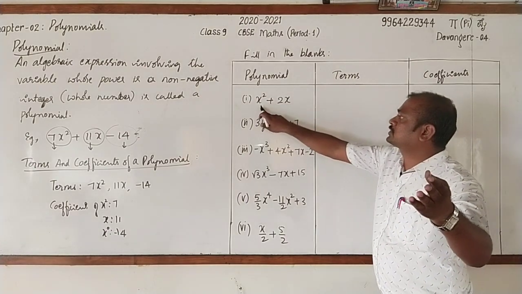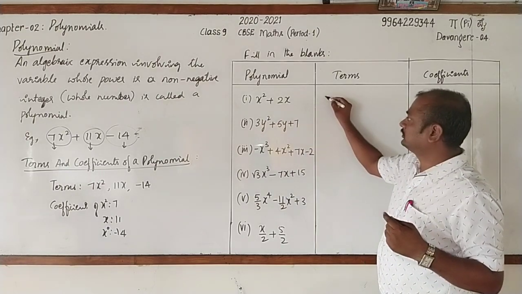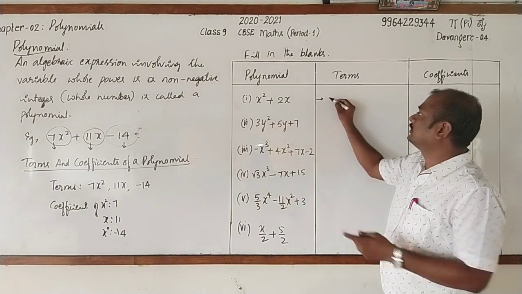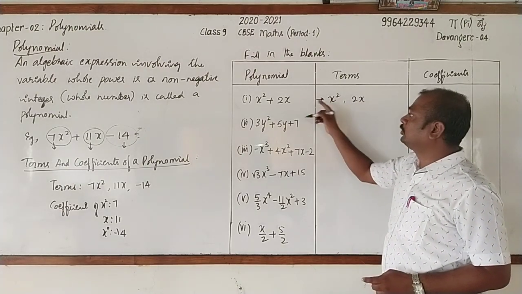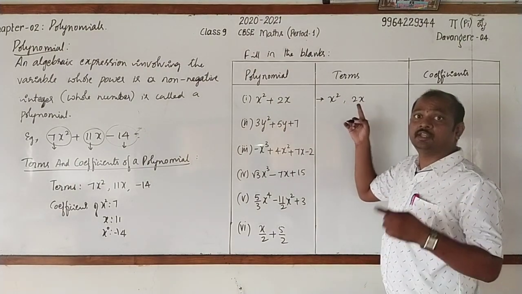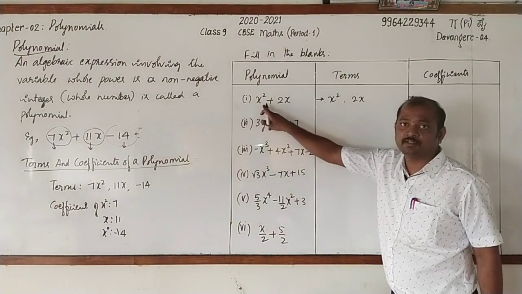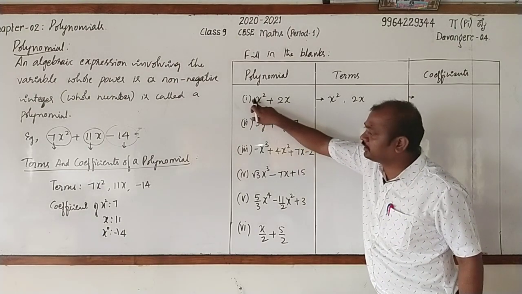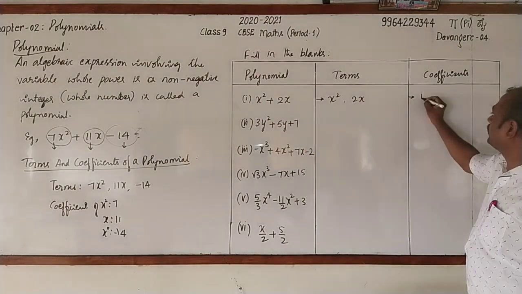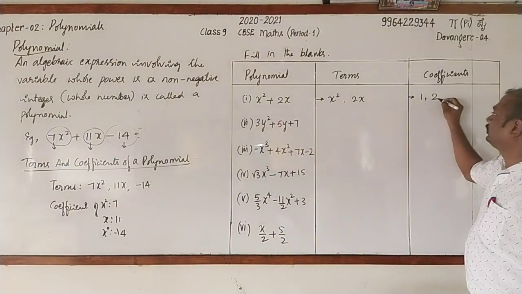First polynomial is x square plus 2x. What are the terms? Yes, you are right. It is x square and 2x. Don't write x square plus 2x, again it becomes polynomial. Next. What are the coefficients? Coefficient of x square is, here nothing. It means there is 1. Coefficient of x is 2.